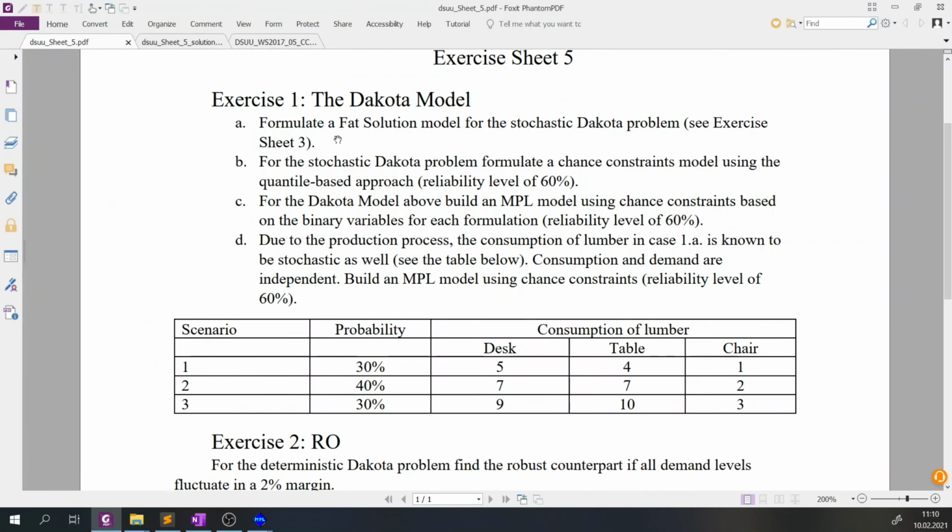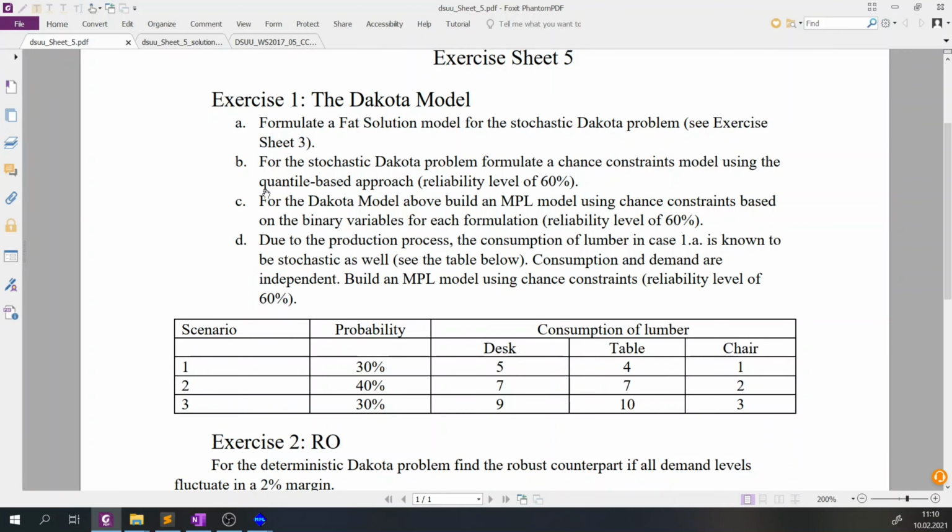And in this task, we look at the fat solution, when we require that the constraints for all the scenarios are feasible. And this is the most expensive solution, because then we look at the worst case, in our case, the scenario with lowest demand.